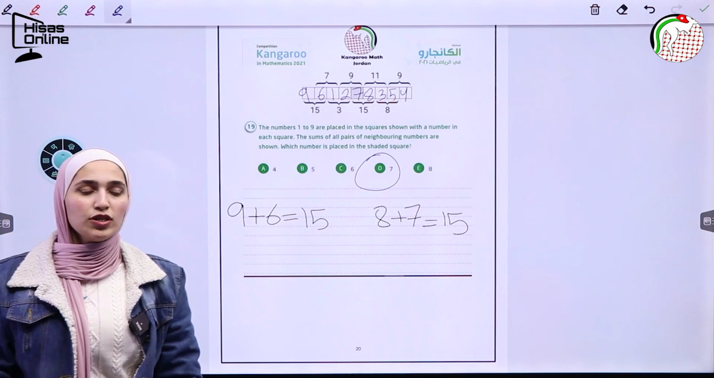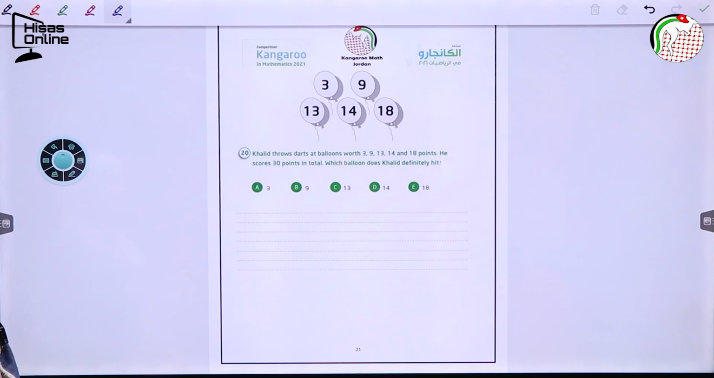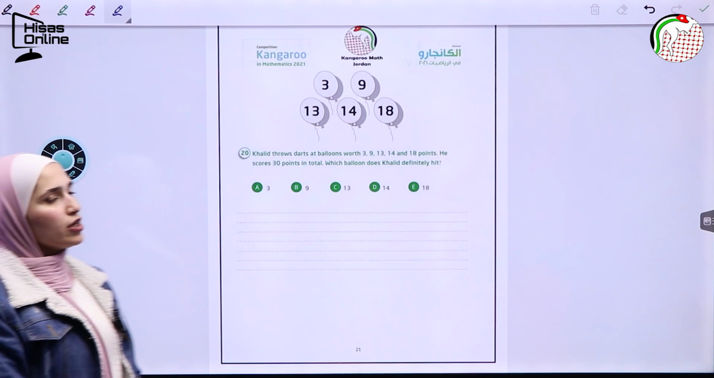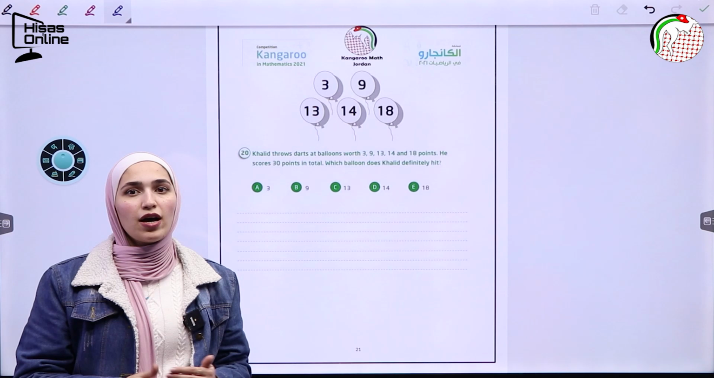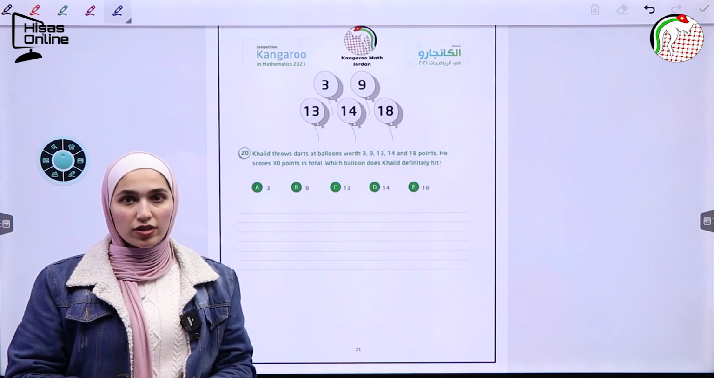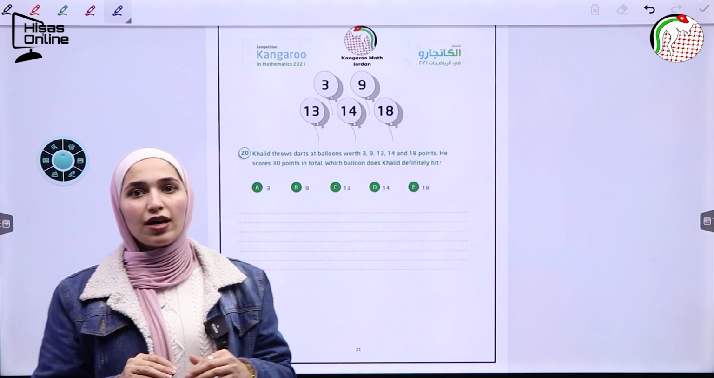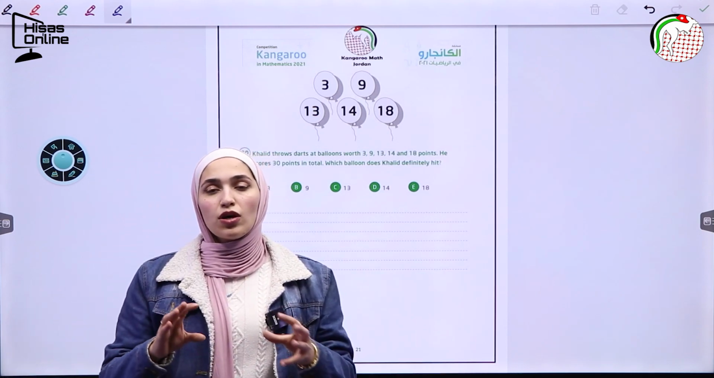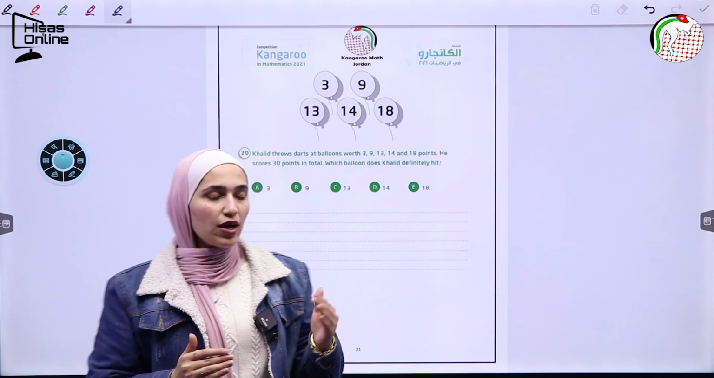Now, question number 20. Khalid throws darts at balloons worth 3, 9, 13, 14, and 18 points. He scores 30 points in total. Which balloon does Khalid definitely hit? So here, students, the way to answer this question is by trying adding numbers to get 30. And after finding the addition statements that equal 30, you should then find the common number between these statements to find the answer.